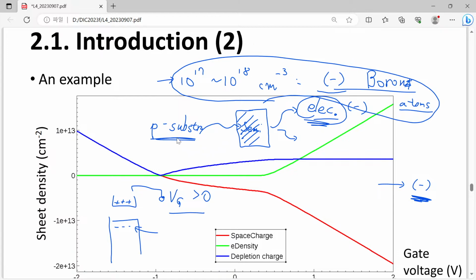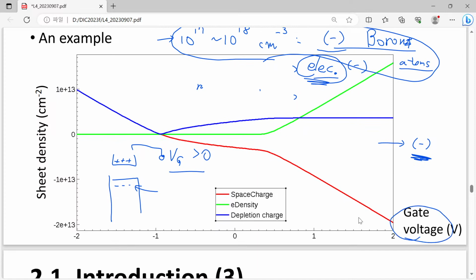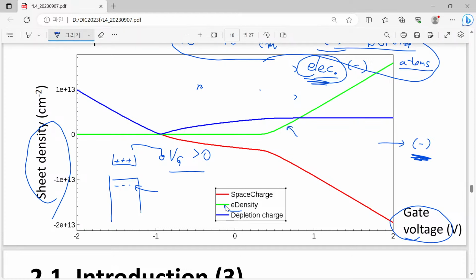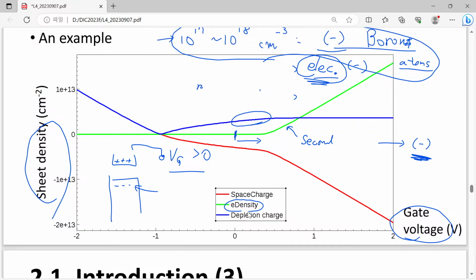As you can see in these graphs, the x-axis is voltage, and the y-axis is charge density. This green line corresponds to the electron density. Even though your gate voltage is increased from 0 volt, the mechanism providing electrons, the second mechanism in my terminology, is not activated. Then who provides negative charges? Here we provide negative charges from this blue line, which is just less holes inside the semiconductor region.